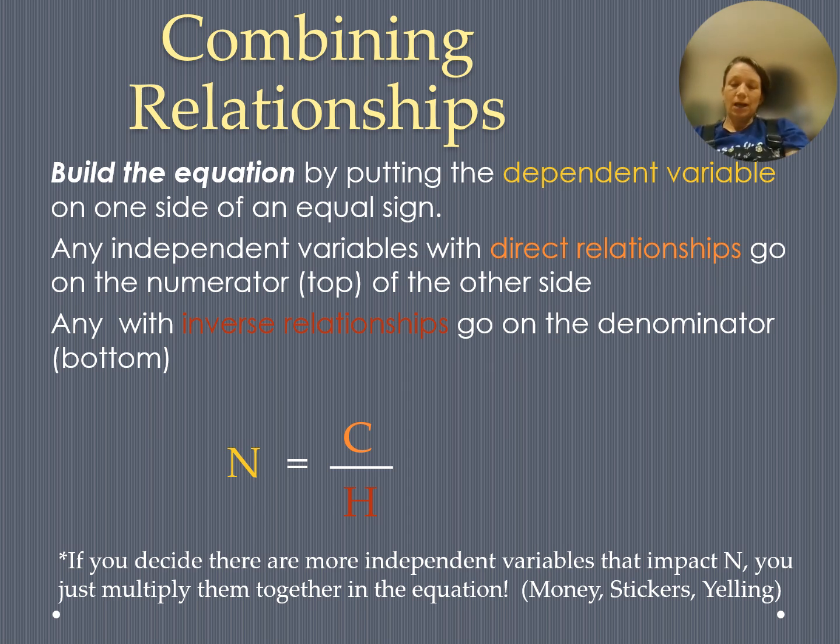If later on you realize there's more than just these two variables, you can just multiply them together on either the top of the fraction or the bottom of the fraction, depending on whether you decide they're direct or inverse. So what if we say teachers give you money or stickers? That might make things better. Of course, yelling might make things worse, so we're going to put the money and the stickers on the top with the direct multiplied together, and we're going to put the yelling on the bottom. So this equation can get bigger if you decide that there's more variables that have relationships with your dependent variable.